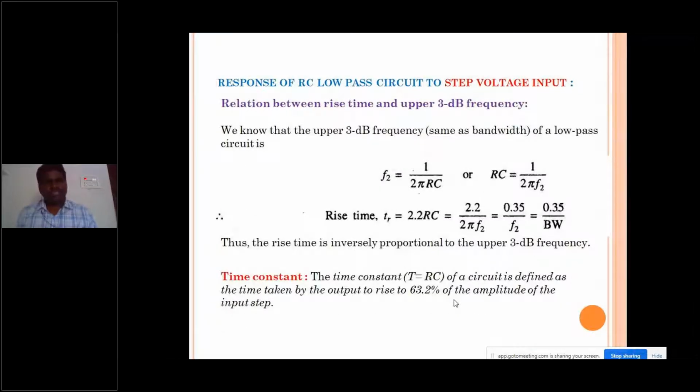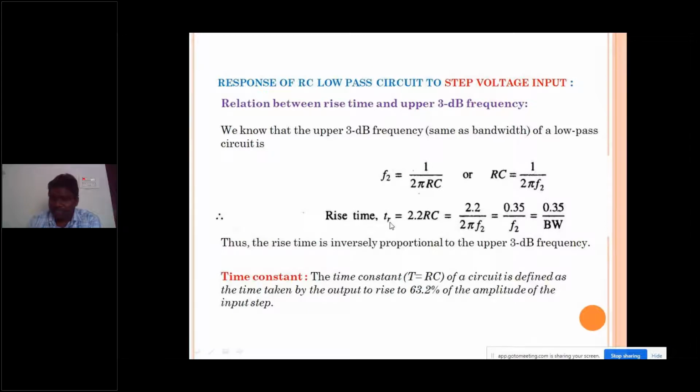Now I can also give the relationship between the rise time and the upper cutoff frequency, the upper 3 dB frequency, which I can call F2. We already calculated F2. What is F2? F2 is 1 by 2 pi RC, which we already derived in the previous slide. So from this formula, F2 is equal to 1 by 2 pi RC, and RC is equal to 1 by 2 pi F2.